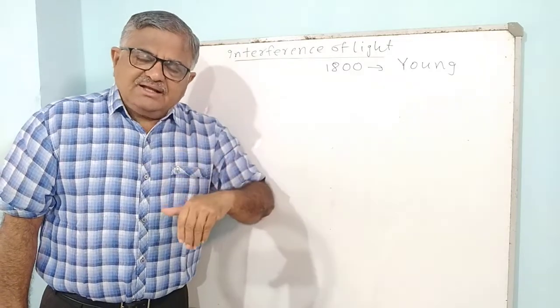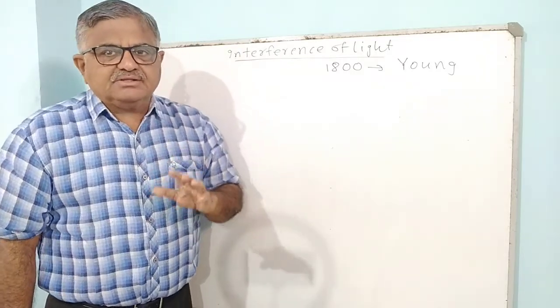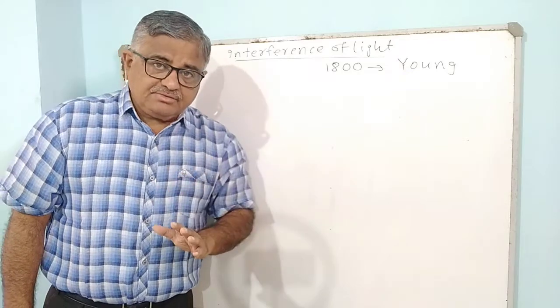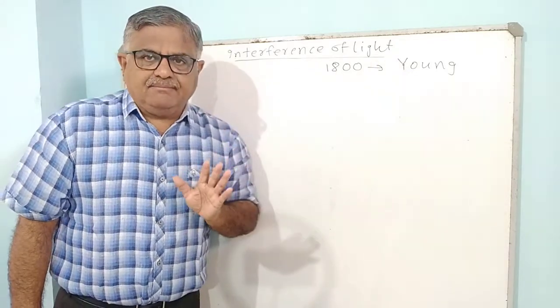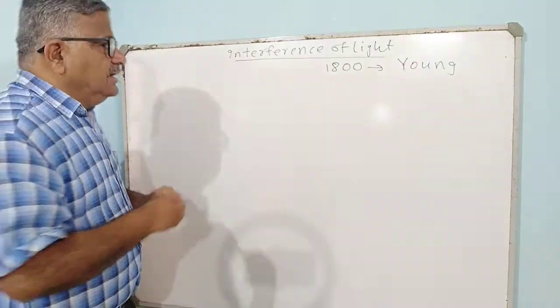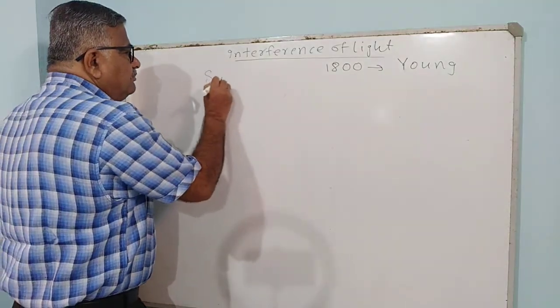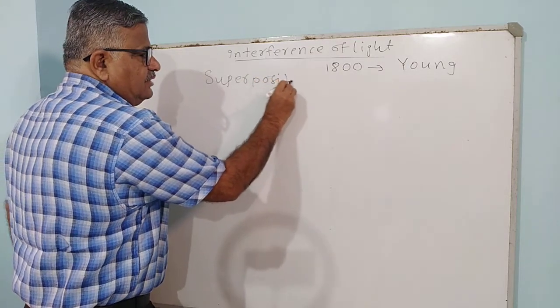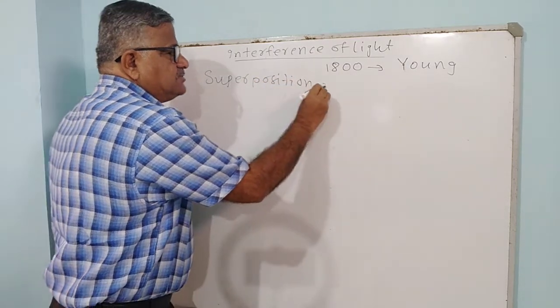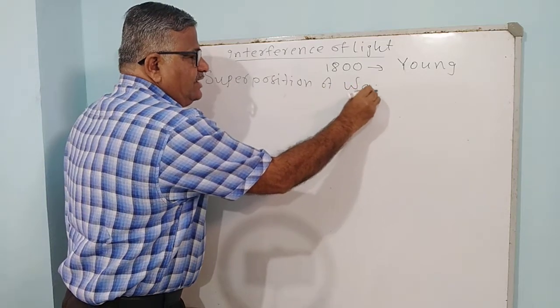If we want to understand interference, first of all we have to understand the principle of superposition of waves, because on the basis of this principle only we can explain this phenomenon. So first of all, let us study the principle of superposition of waves. Now the word superposition itself gives you some idea about this principle. Now what is a wave or wave motion?